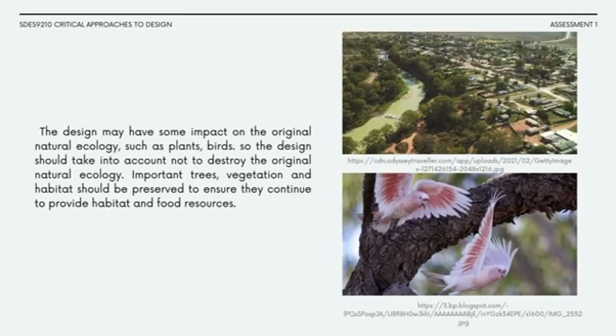The design may have some impact on the original natural ecology, such as plants and birds, so the design should take into account not to destroy the original natural ecology. Important trees, vegetation, and habitat should be preserved to ensure they continue to provide habitat and food resources.